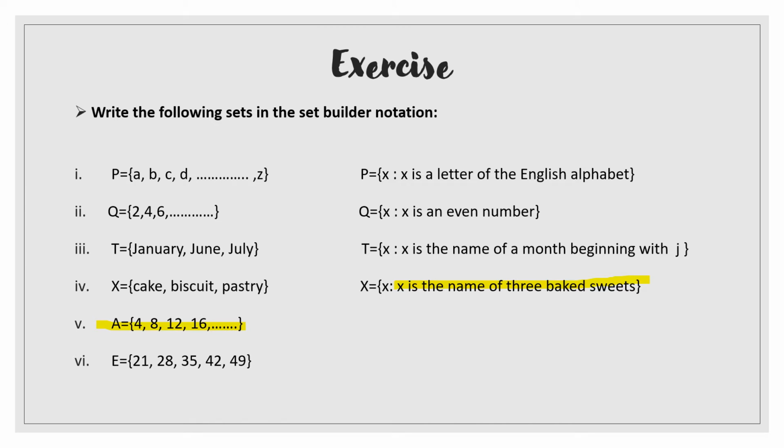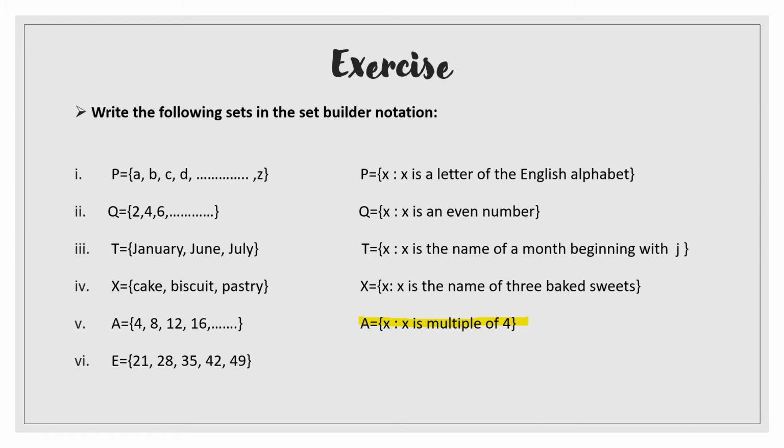Okay, so these are the multiples of 4. 4 ones are 4, 4 twos are 8, 4 threes are 12, 4 fours are 16 and so on. It means the table of 4 is written here, meaning multiples of 4. So we can write this set as A is the set of elements x such that x is a multiple of 4.